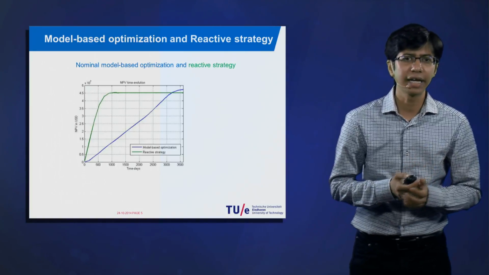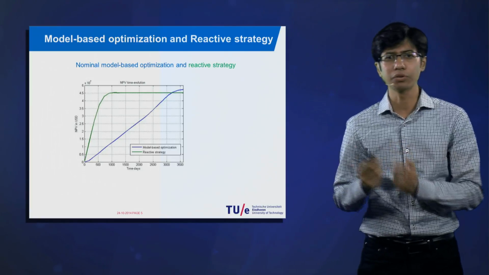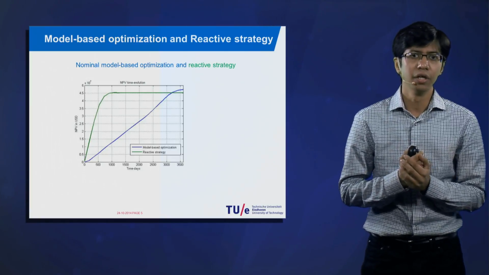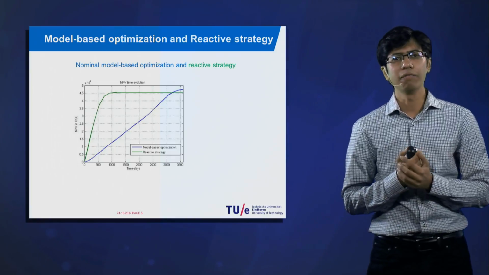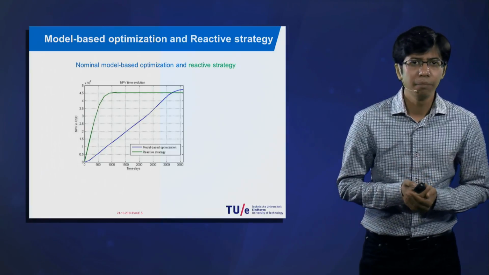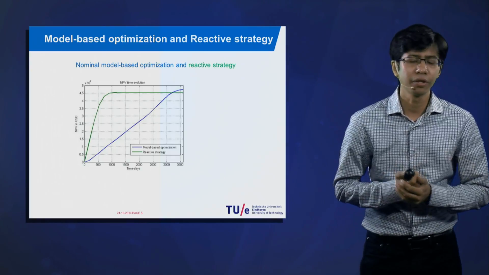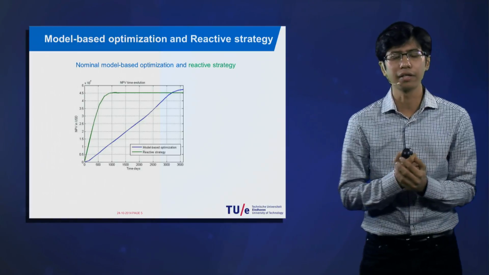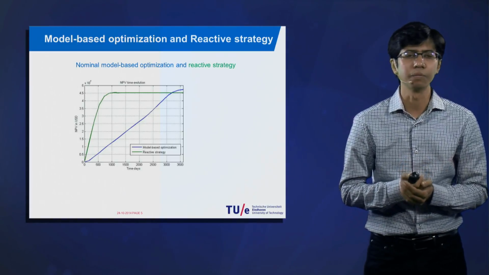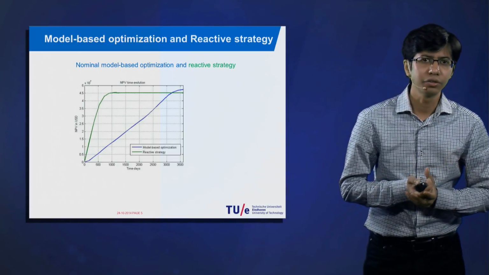What you see on the x-axis is the time. The time goes to 3,600 days, which is basically almost 10 years. On the y-axis, you see the NPV in US dollars. The blue curve shows the result of the nominal optimization. I got the nominal input, I applied it to the system, and I get this NPV time evolution. The reactive strategy is shown in green.